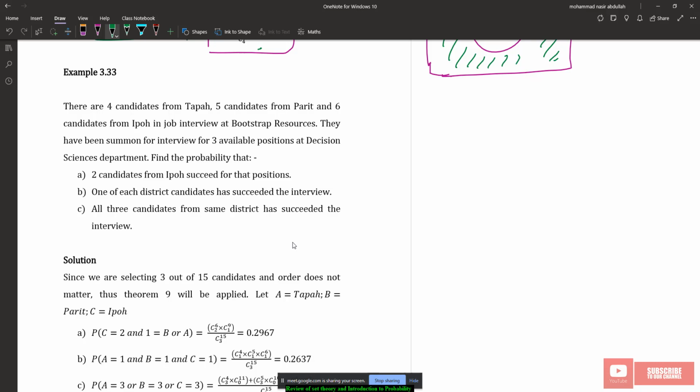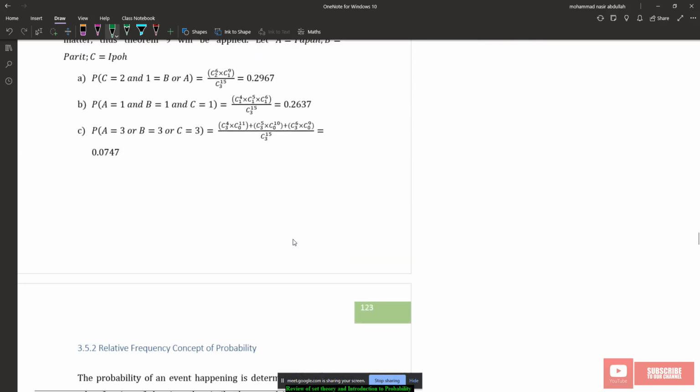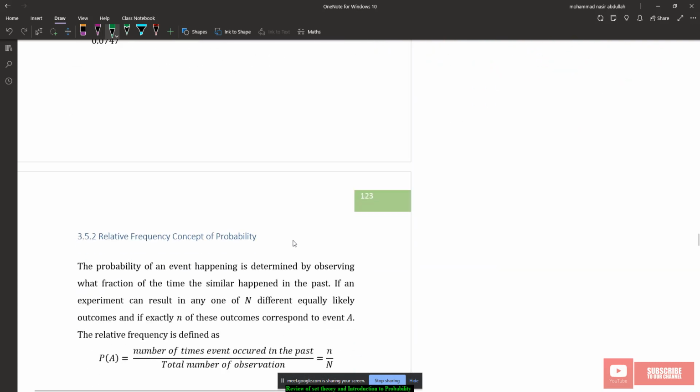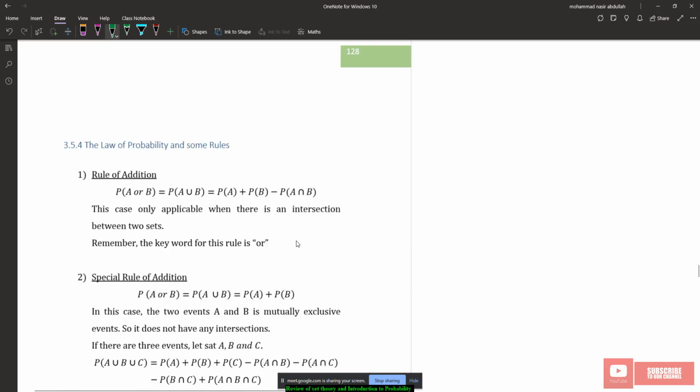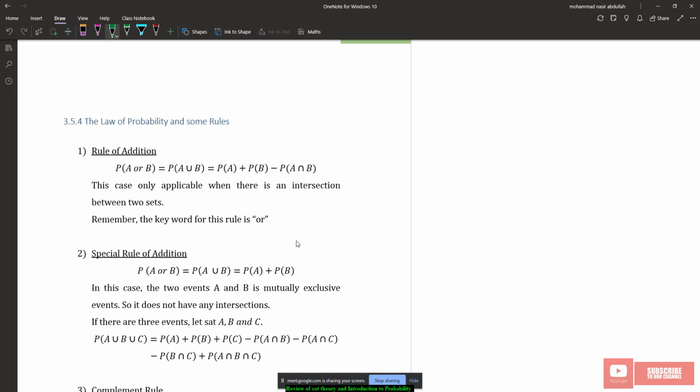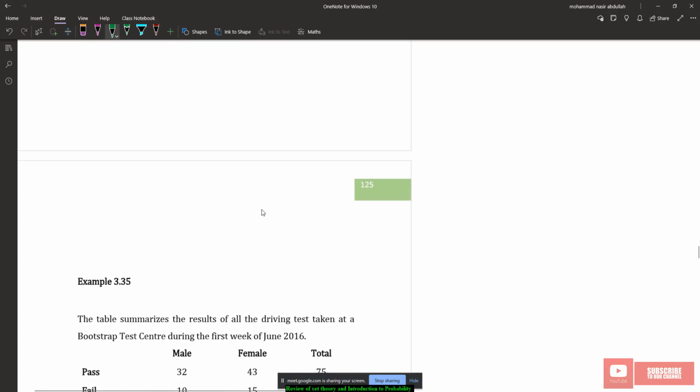And let's look at another example before we go to relative frequency. My target is to finish up until relative frequency, and for 3.5.4 we will continue next class.